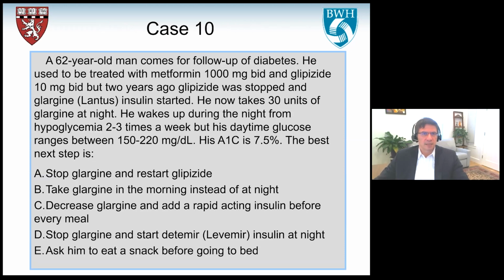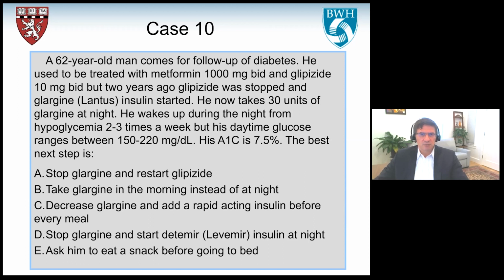Case 10. A 62-year-old man comes for follow-up with diabetes. He used to be treated with metformin, 1,000 milligrams twice a day, and glipizide, 10 milligrams twice a day. But 2 years ago, glipizide was stopped and glargine, or Lantus insulin, was started. He now takes 30 units of glargine at night. He wakes up during the night from hypoglycemia 2 to 3 times a week, but his daytime glucose ranges between 150 to 220 milligrams per deciliter.